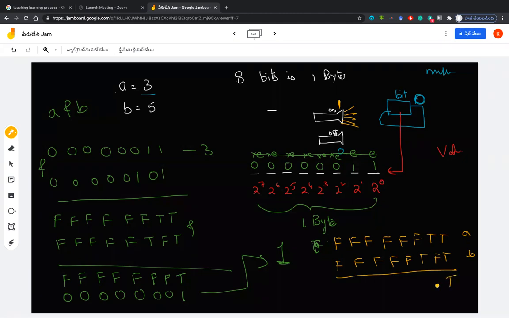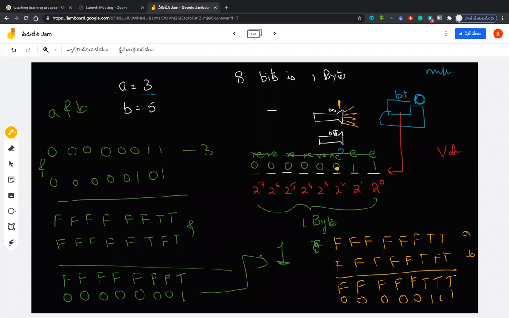Yes, true or true is true, or false is true. False or true is true. True, and false or false is false. Remaining are all false. Now turn it into your bits: 0, 0, 0, 0, 0, 1, 1, 1. So what is this number, 1, 1, 1?